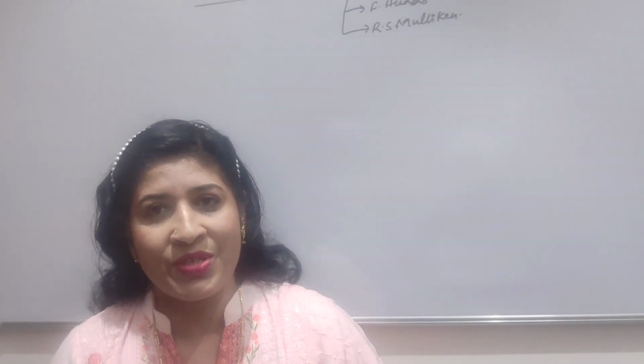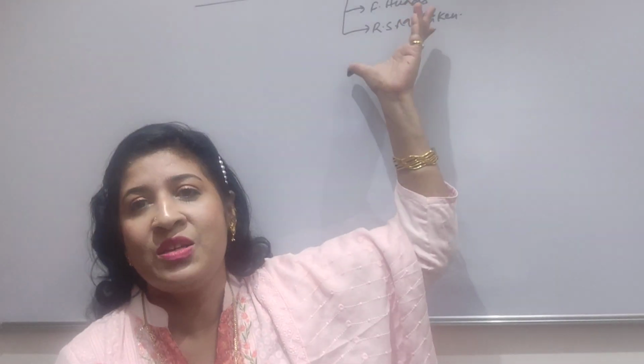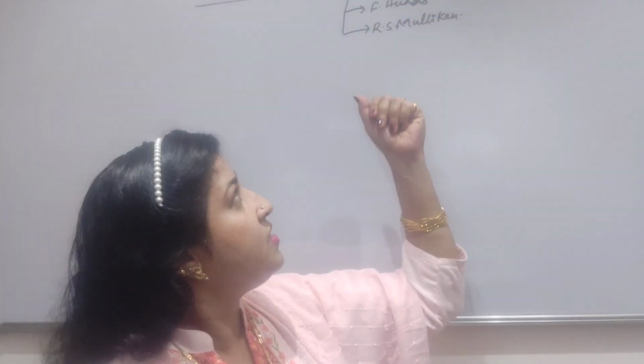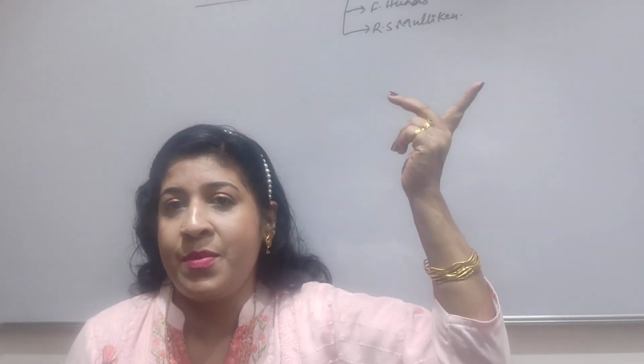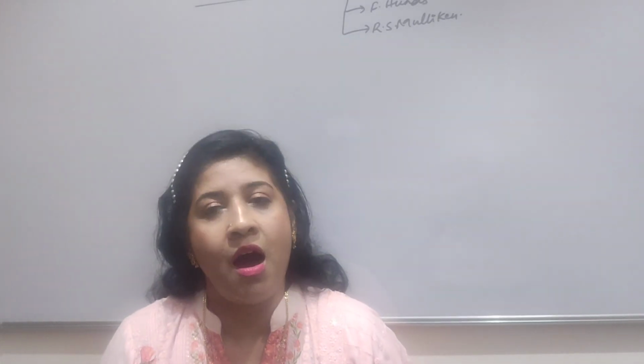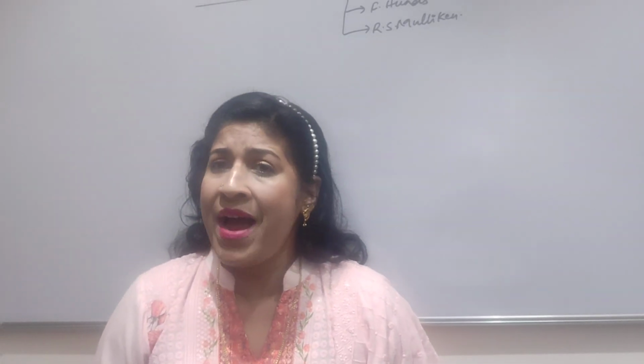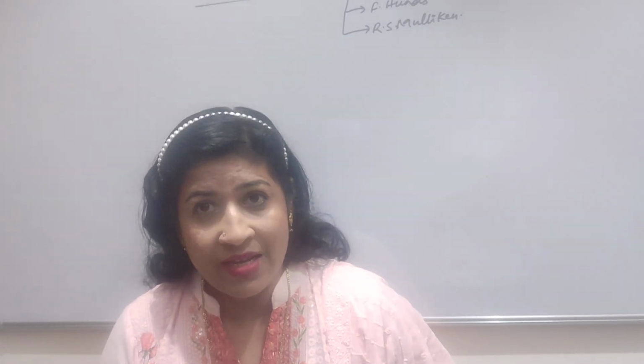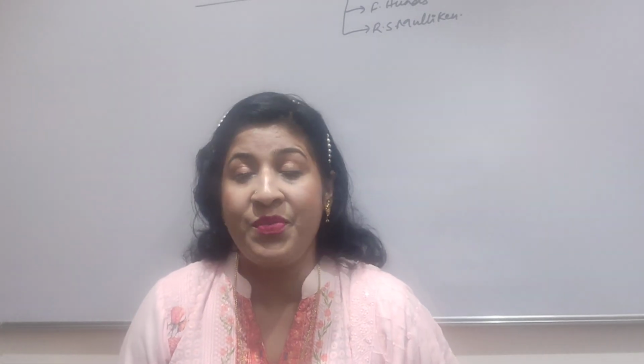And today's topic, which I have chosen, is molecular orbital theory. This molecular orbital theory is given by F. Hund and R.S. Mulliken. Now, why did molecular orbital theory come into existence, and what was the theory before that?